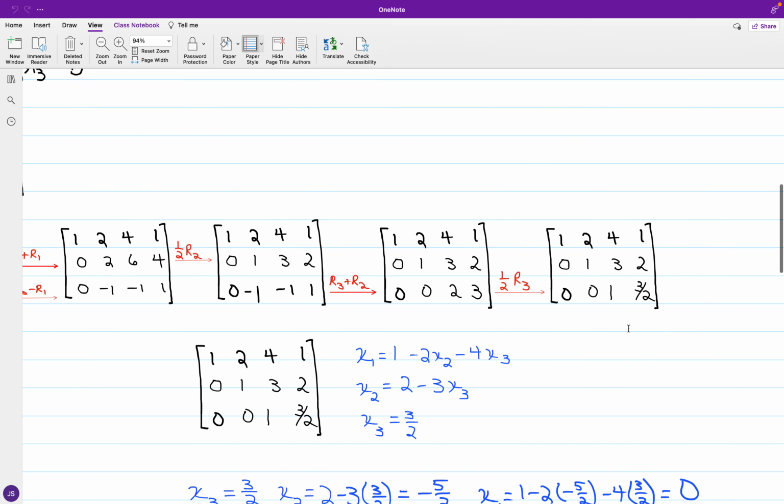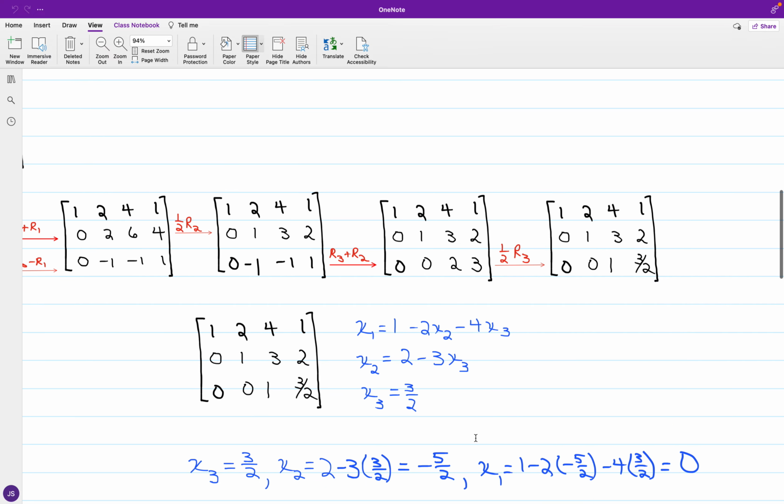And so looking at what we have for this particular form, we have x of 3 equal to 3 halves. And for x of 2, we have 2 minus 3 times x of 3. And for x of 1, we have 1 minus 2 times x of 2 minus 4 times x of 3. And x of 3 is already known.